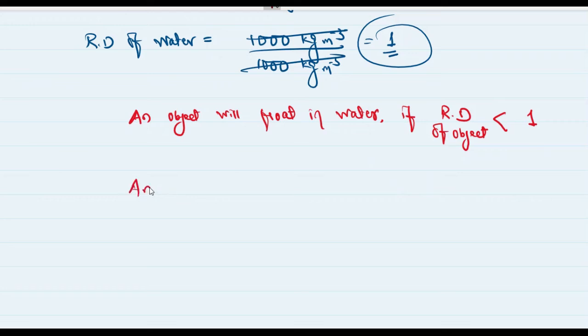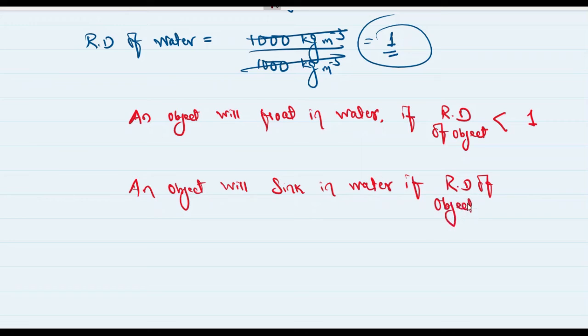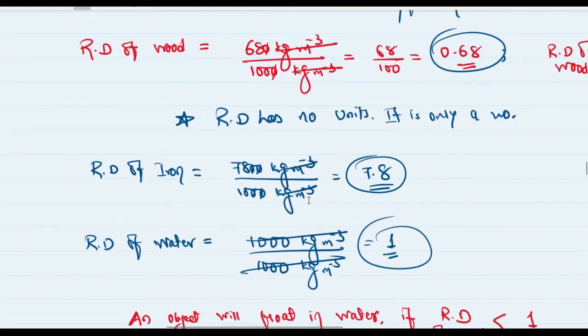And an object will sink in water if relative density of object is greater than 1. If relative density of object is greater than 1, what will happen? It will sink in water. Okay, so now we can understand what will happen with wood and iron.